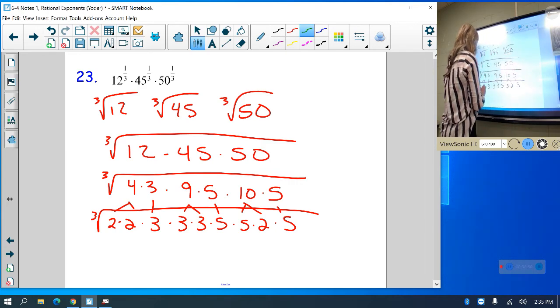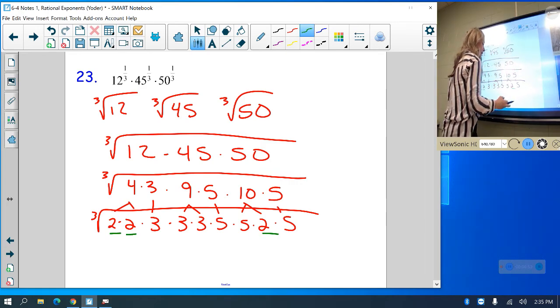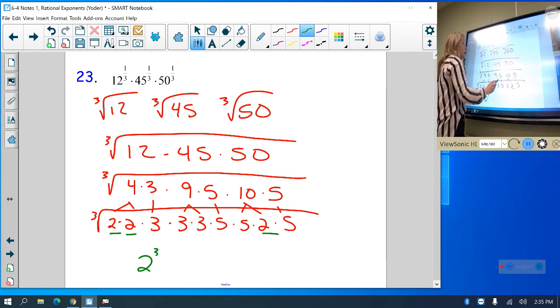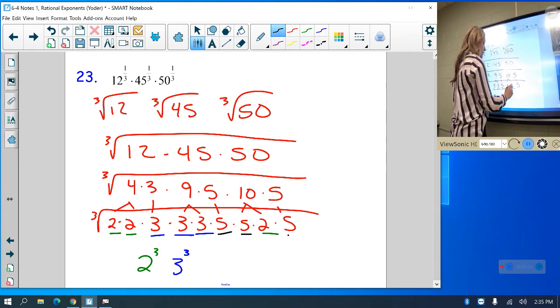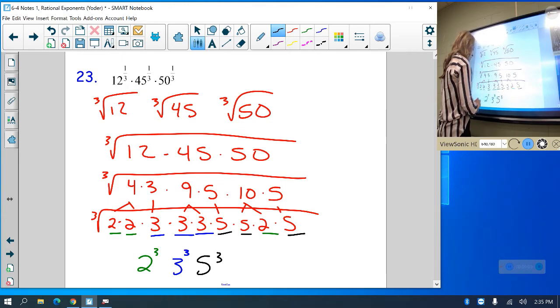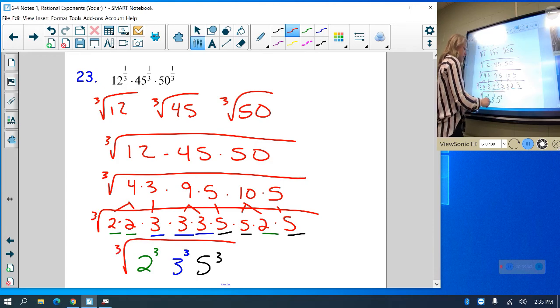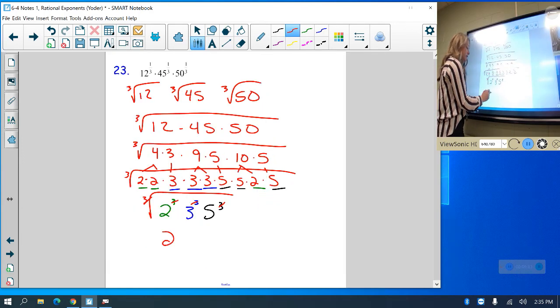If you look, I have 1, 2, 3, which is 2 cubed. I have 1, 2, 3, which is 3 cubed. And I have 1, 2, 3, which is 5 cubed. So I have the cube root of 2 cubed, 3 cubed, 5 cubed. Those cancel since they're opposite, and we're just left with 2 times 3 times 5, which is 30.